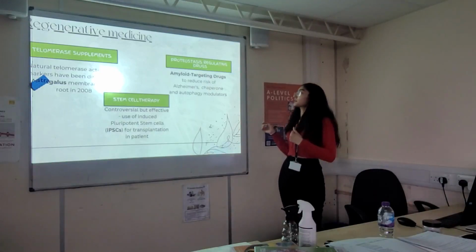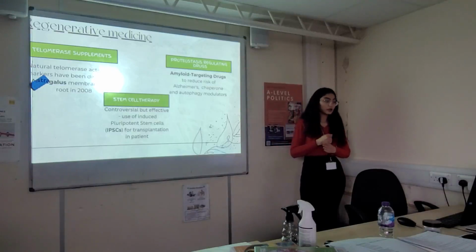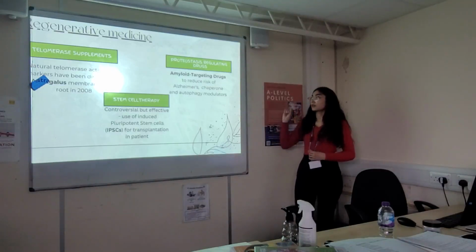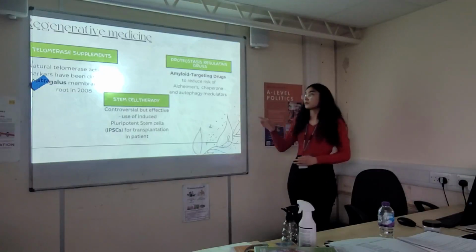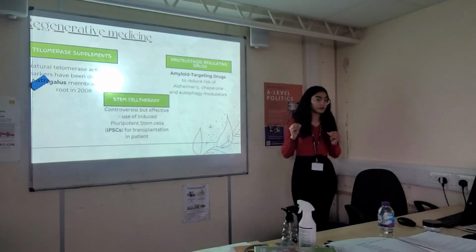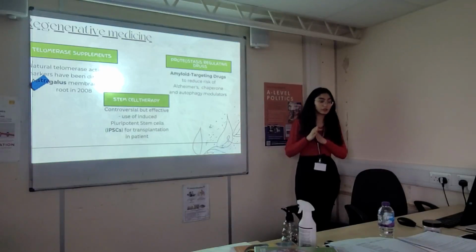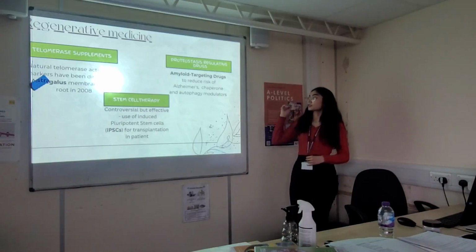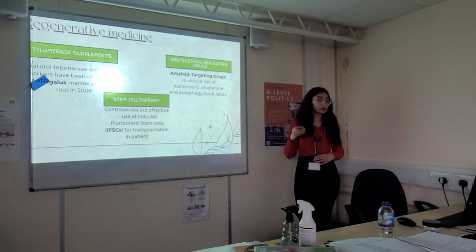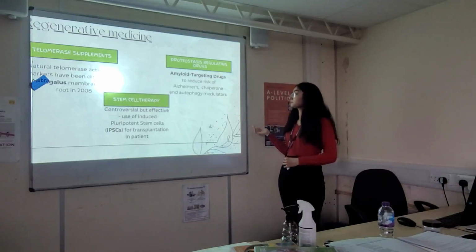The next one is proteostasis regulating drugs. The main one is amyloid targeting drugs, and these reduce the risk of Alzheimer's. Amyloids are basically accumulations of beta-pleated sheets within our cells, and this increases the risk of developing Alzheimer's when you're much older. So these drugs target those amyloids and reduce the risk of you getting it.